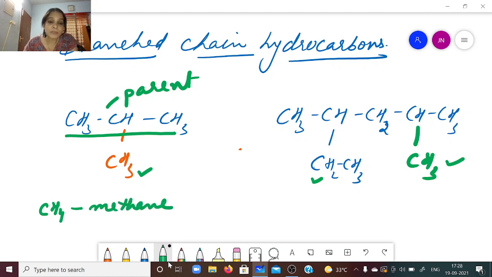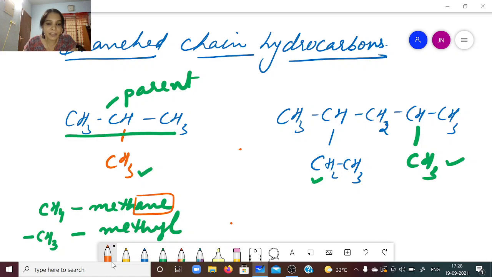Now, what is CH3? We are removing one hydrogen, so it will become CH3. This CH3 I will write with a bond because CH3 cannot stay by itself. It should be attached to another chain. That is why I am showing this bond. Its name is methyl. That means in methane, the ane will be removed and yl will be added. Ane will be removed and yl will be added. Clear? That is how we are naming the branch.